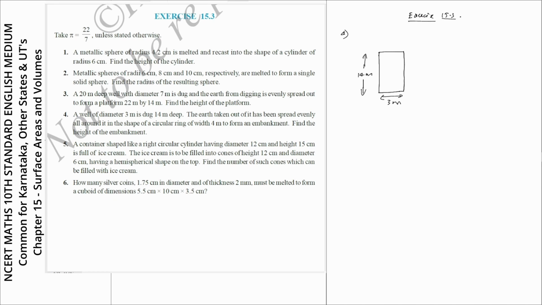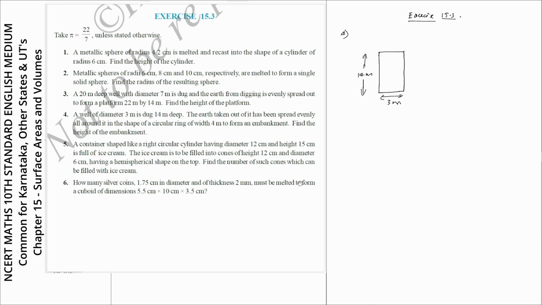Exercise 15.3, question number 4. A well of diameter 3 meters is dug 14 meters deep. The earth taken out of it has been spread evenly around it in the shape of a circular ring of width 4 meters to form an embankment. Find the height of the embankment. So the depth of the well is 14 meters and the diameter of the well is 3 meters. So whatever mud is dug, it is put above to form an embankment.